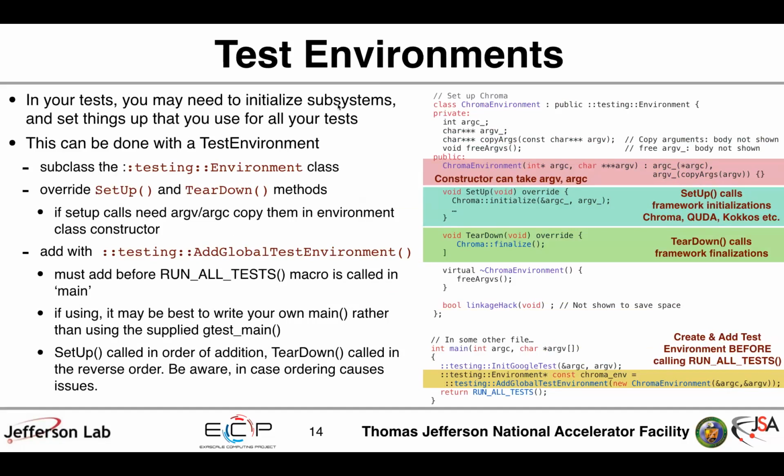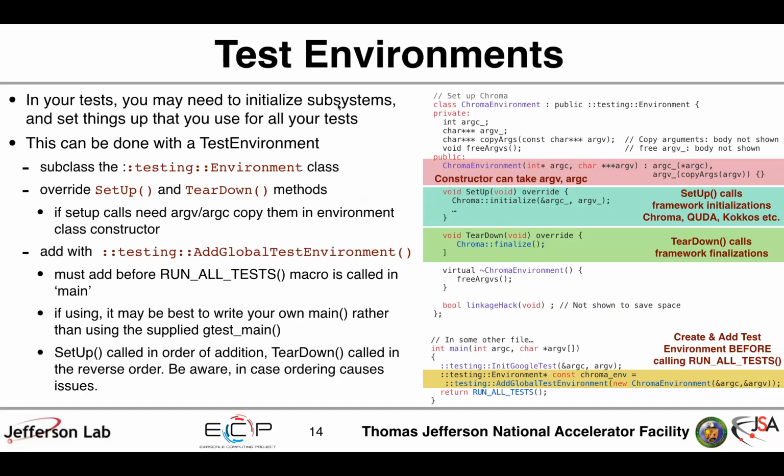That can be done by an object called a test environment. So a test environment can have a constructor that you call directly by creating an instance of this test environment. So you're free to choose what parameters it has. Google Test doesn't necessarily circumscribe it. So in this case, I have an environment that you can see on the right-hand side, which is called Chroma environment. And this can take the argument count and the argument values as usual. And it also has setup functions and tear down functions where you can initialize or finalize Chroma in this case.